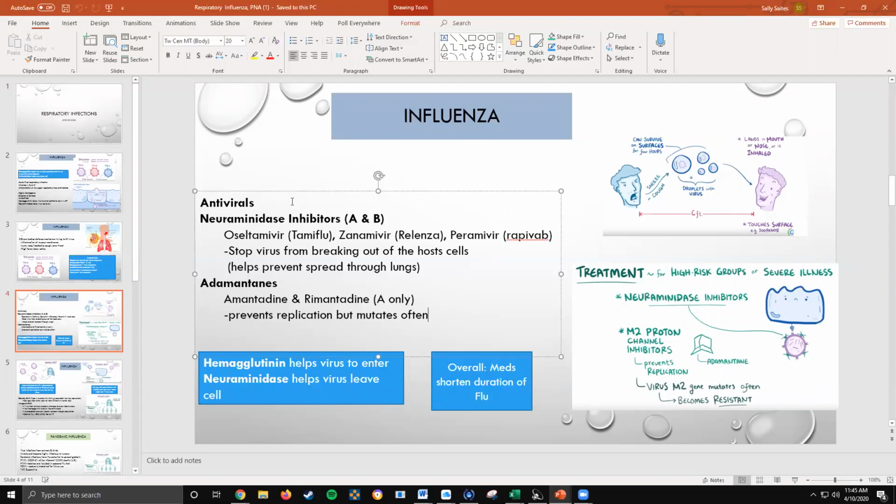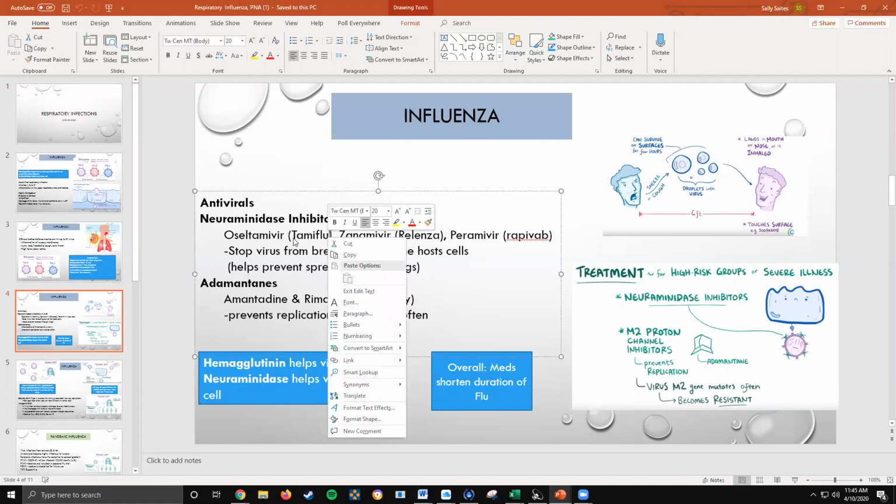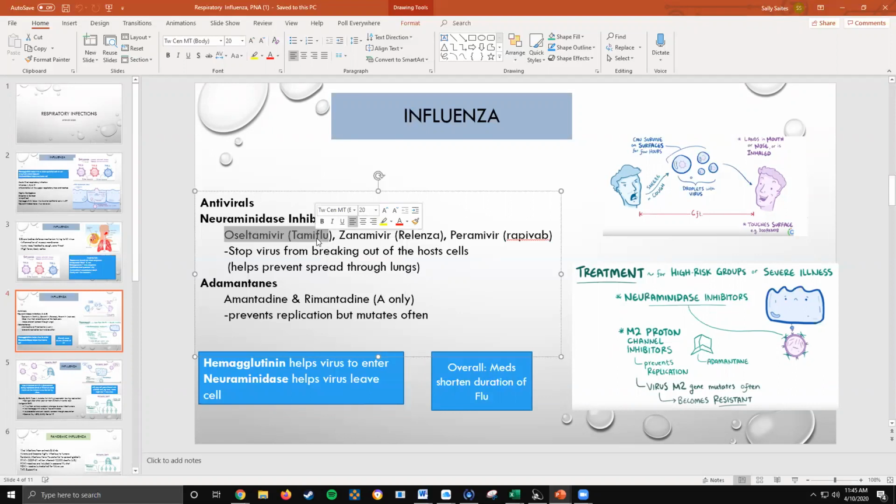Okay, so here we have our antivirals. We have the neuraminidase inhibitors for A and B. We know these very well. One is Tamiflu. These medications need to be given usually within 24 hours of the onset of your flu in order to help really decrease the signs and symptoms of the flu for you. It stops the virus from breaking out of the host cell and prevents the spread then through the lungs.